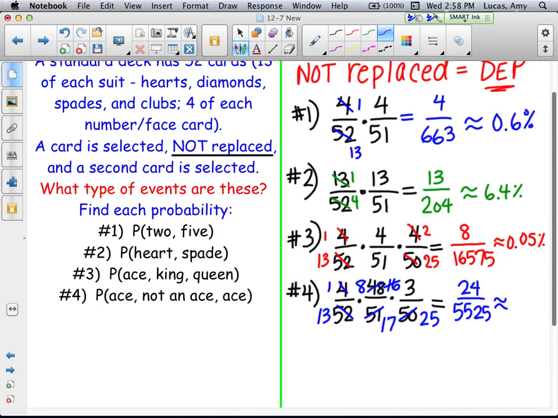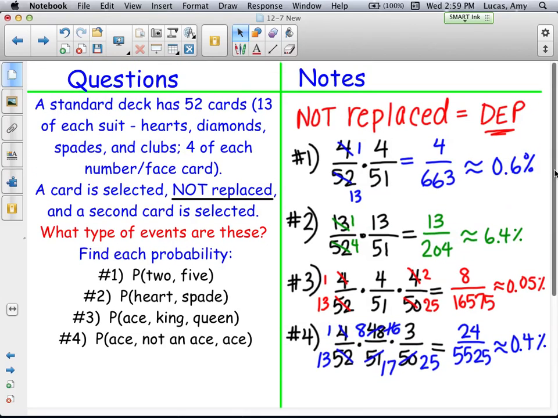So dividing this gives me about 0.4%. So very uncommon again. Very uncommon again, to get an ace, not an ace, and then an ace. So basically 2 aces. All right. Moving on.